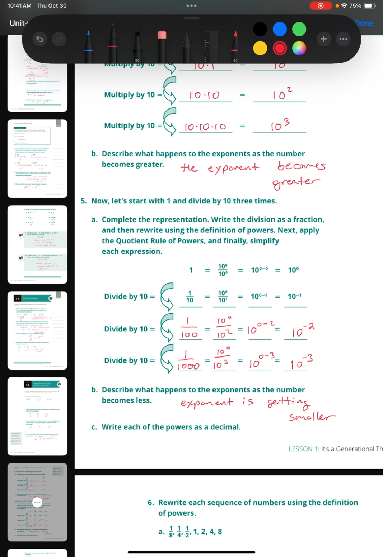So if we wanted to write each one of those as a decimal, 10 to the negative 1, you could try to put that in your calculator, you're going to get 0.1. 10 to the negative 2, you're going to get 0.01. So you notice the decimal from 1 is moving to the left, the negative direction, one placeholder. Every one of those goes up. So we could predict 10 to the negative 3.